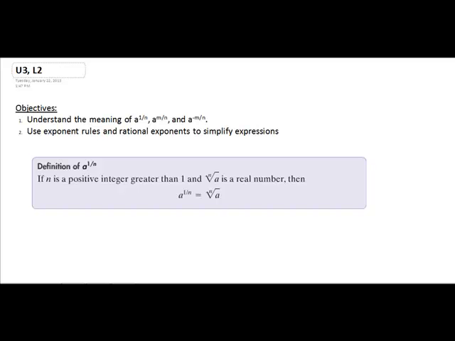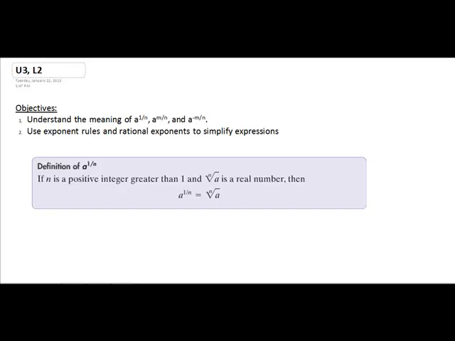Alright, here in Unit 3, Lesson 2, we are going to deal with some rational exponents. What do I mean? Well, in the first objective, you can kind of see what I'm talking about. We're going to understand the meaning of a to the 1 over n, a to the m over n, and a to the negative m over n. And then we're going to use exponent rules and these rational exponents to simplify some expressions. So, let's get to it.